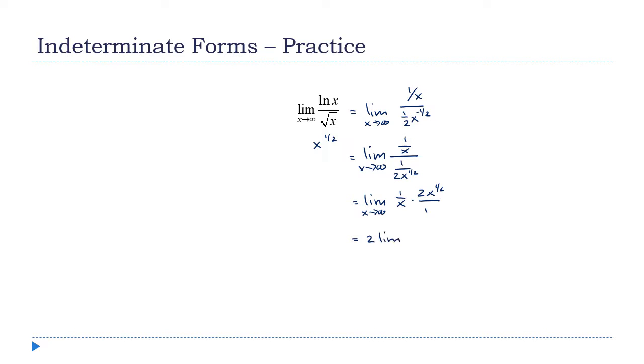2 times the limit as x approaches infinity, and subtract the exponents. This is x to the negative 1/2. All right, so this is 2 times the limit as x approaches infinity of 1 over x to the 1/2, and that limit is 0. So this is 2 times 0, which is 0, and that's it. There's our answer. There's the limit.